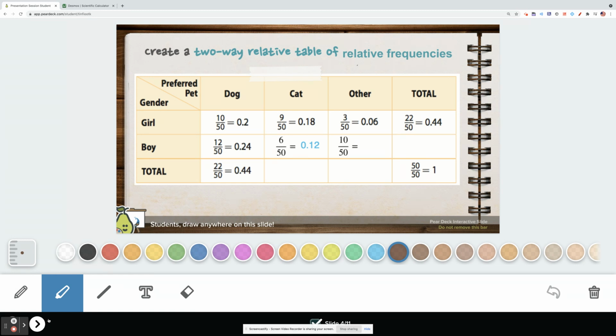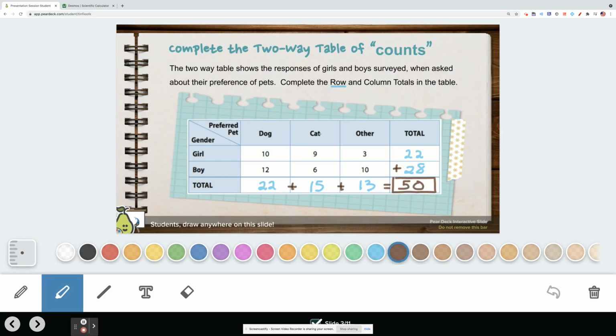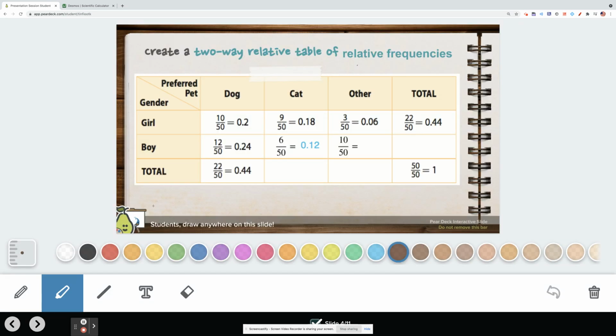Now it's the same data, just written differently. So over in the previous slide, this is called a two-way table of counts because I counted the number of girls who said dog, right? And usually you think of tally marks, right? These are counts or tallies. But over here, the 10 girls who picked dogs, we wrote it as a decimal. 10 divided by 50, remember there were 50 total students, were 0.2.